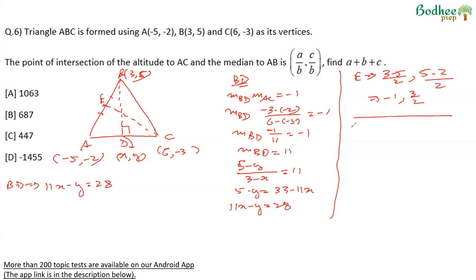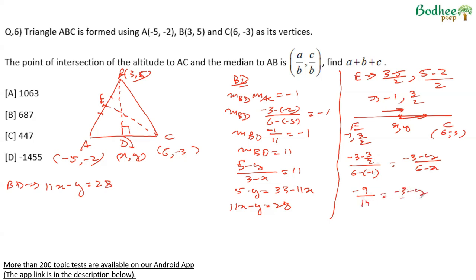Now if we look at the line EC and there is a point (x, y) on this line, the slope of EC and the slope from that point to C should be the same. E is (-1, 3/2), C is (6, -3). So the slope of EC will be (-3/2 - ... ) upon 6 - (-1), which should be equal to (-3 - y)/(6 - x). The slope of EC is the slope from the point to the point C, so (-9/2)/(6 + 1) is equal to (-3 - y)/(6 - x).